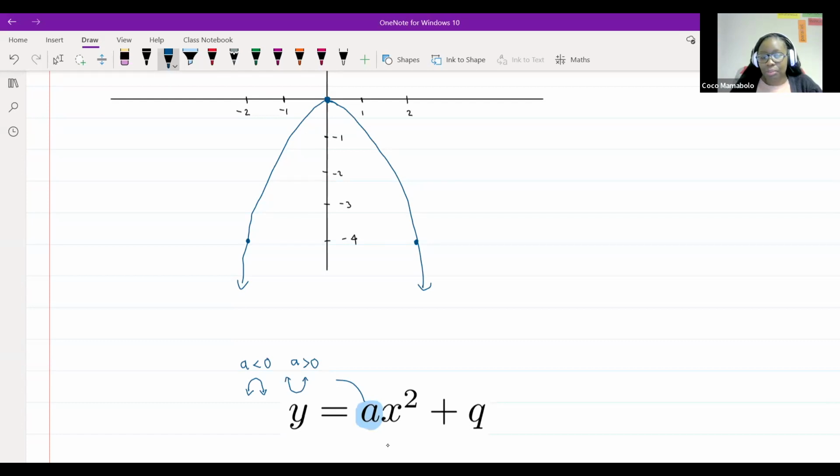All right. We also need to note, guys, that a can never, ever be equal to 0. Otherwise, we won't have a function, because 0 times anything will just give us 0. So we won't have a function. So a cannot equal 0.